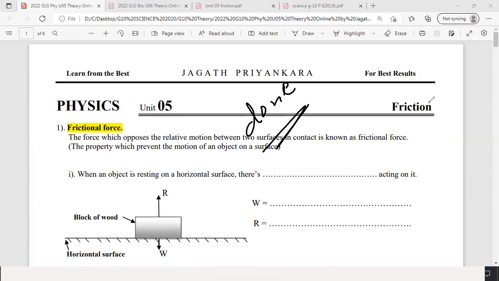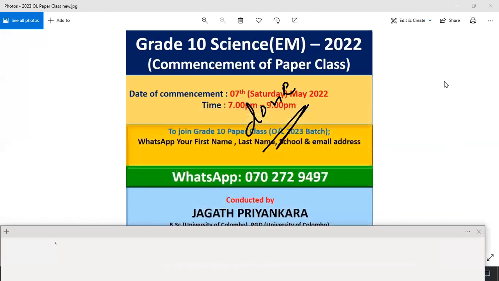And the other option, for those who have missed the first few lessons, the best thing is you can join the Saturday night paper class, Saturday 7 to 9. This Saturday we are going to start that paper class. Then also you can revise from the beginning through questions. There are two methods. I told you this paper class I'm going to start this Saturday, 7 to 9.